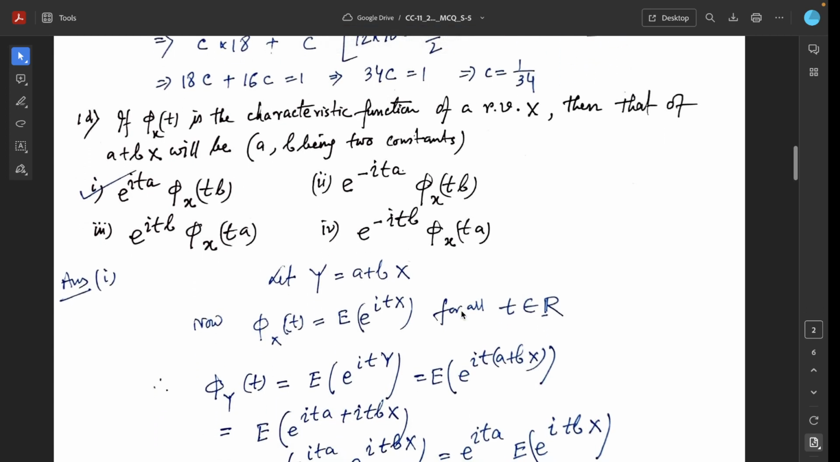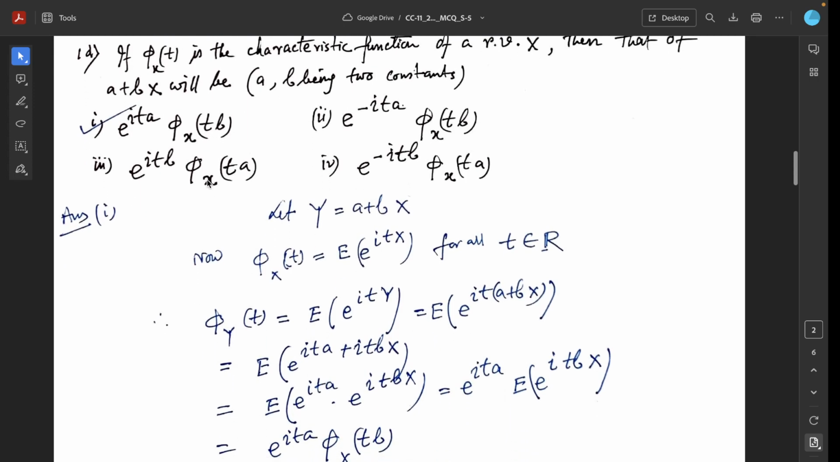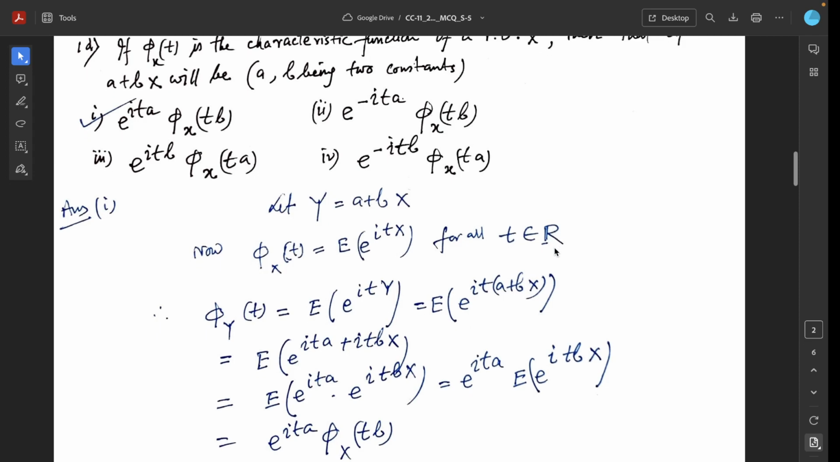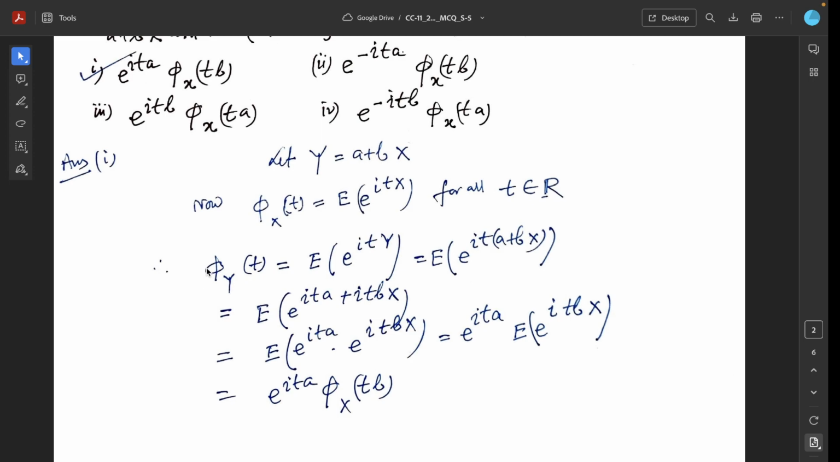Correct option is 1. Here phi x t is the characteristic function of the random variable x, then a plus bx will be, let this capital Y equal a plus b capital X. This Y is a random variable. Then phi x t, the characteristic function of x, is expectation of e to the power i t x for all t belonging to R, the set of real numbers. Then phi y t equals expectation of e to the power i t y.